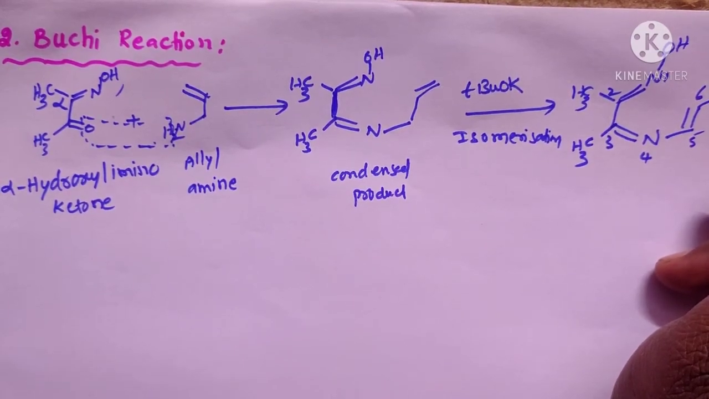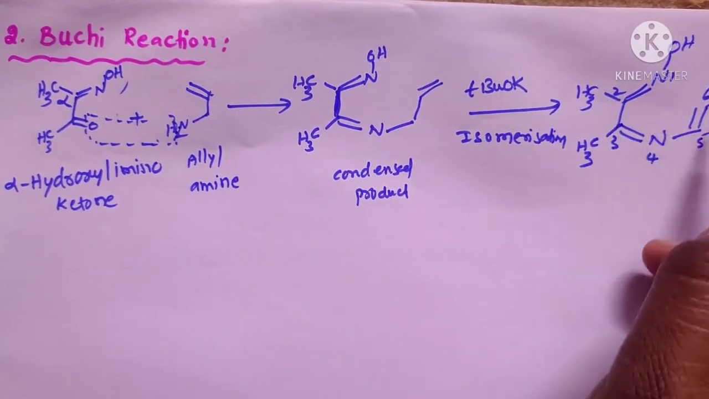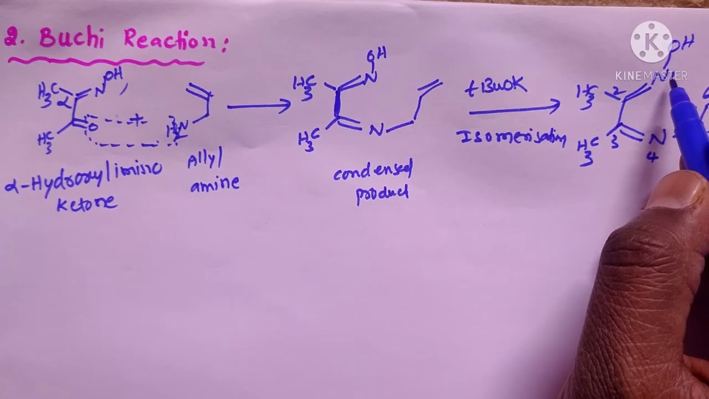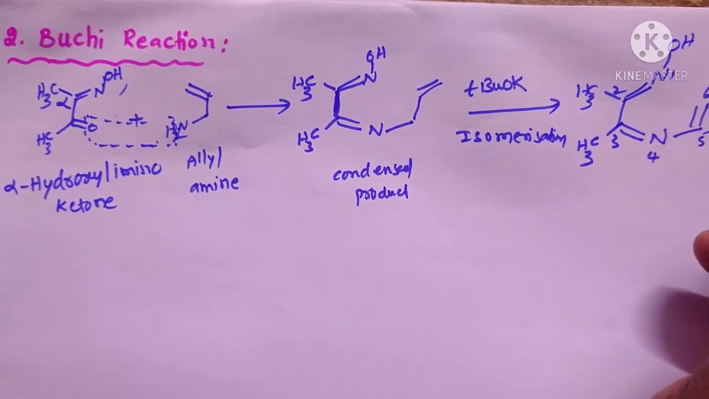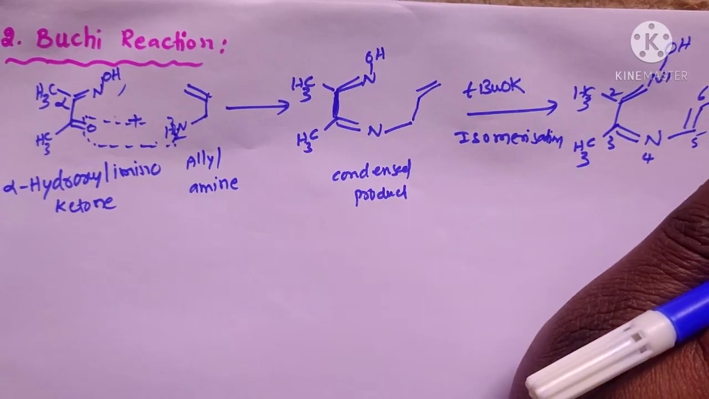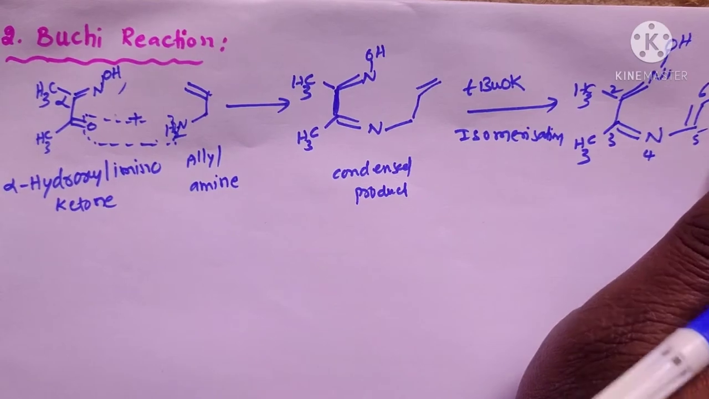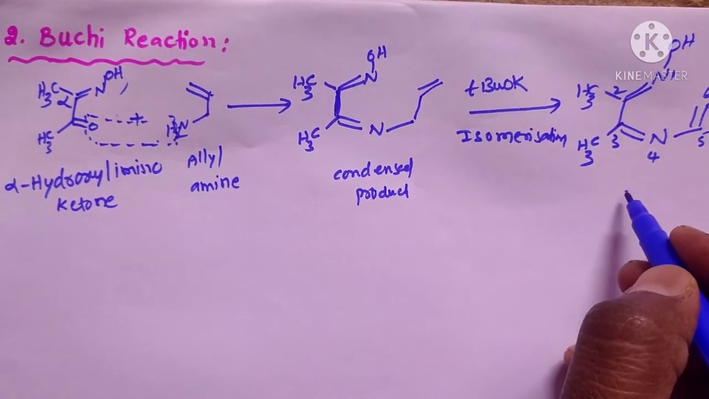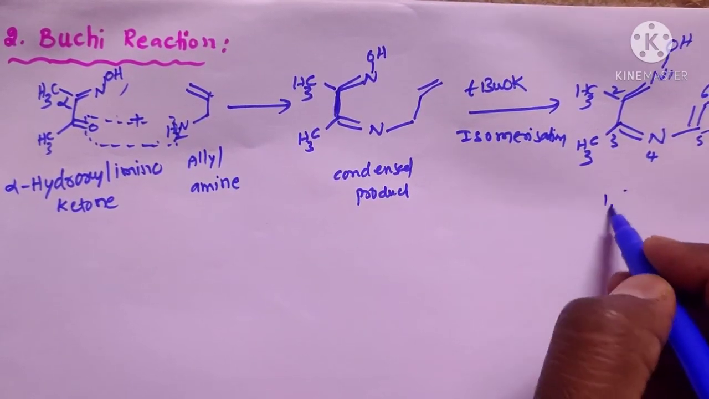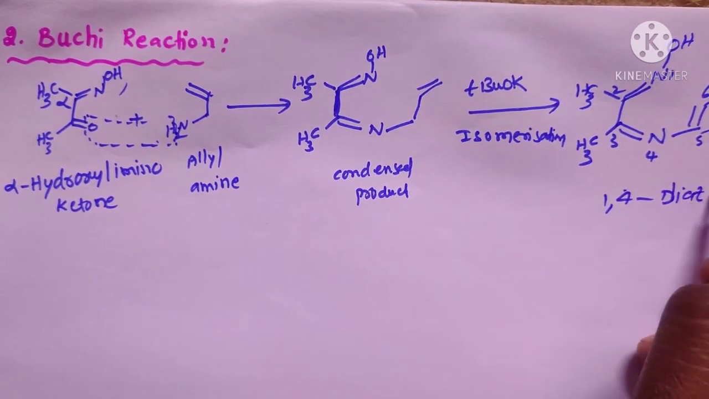So now we can call it as the, what is that? So hexatriene, but here at first position and at the fourth position nitrogens are present. So that's why we can call it as the 1,4 diaza hexatriene.